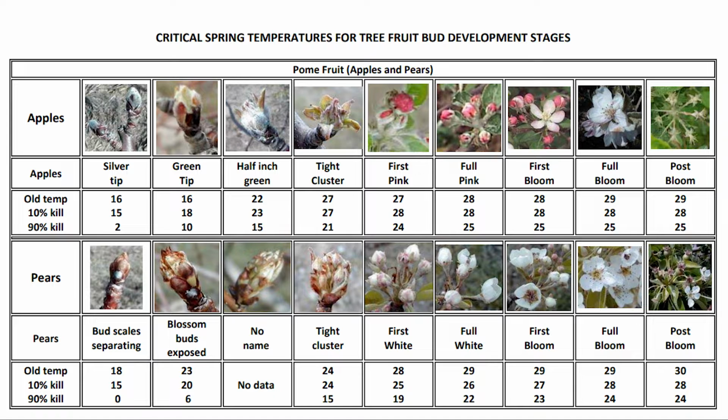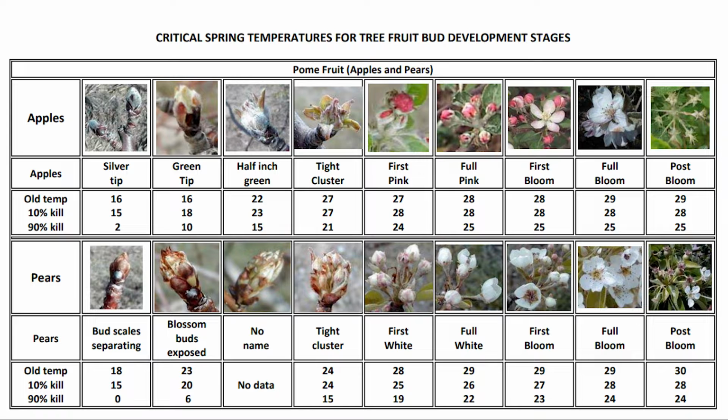But for example, for apples, if you're looking at silvertip on the left, those numbers, 10% kill and 90% kill. 10% kill at 15 degrees. That means if it's 15 degrees for at least half an hour, then 10% of those buds will be killed by the frost. Now, they probably will still open and look pretty and flower, but the internal parts of the flower that produce the fruit will be destroyed by the cold. 90% kill is 2 degrees for silvertip. And then you kind of go all the way through.